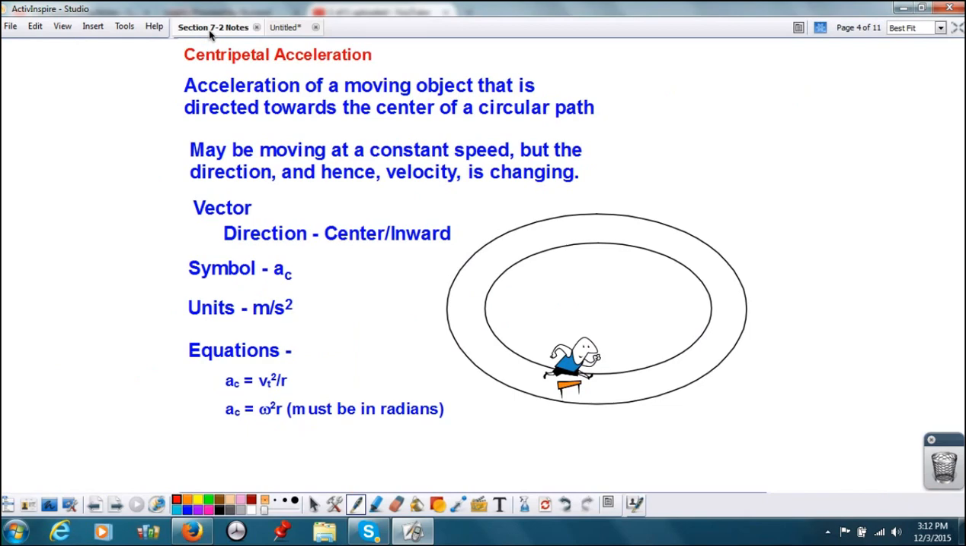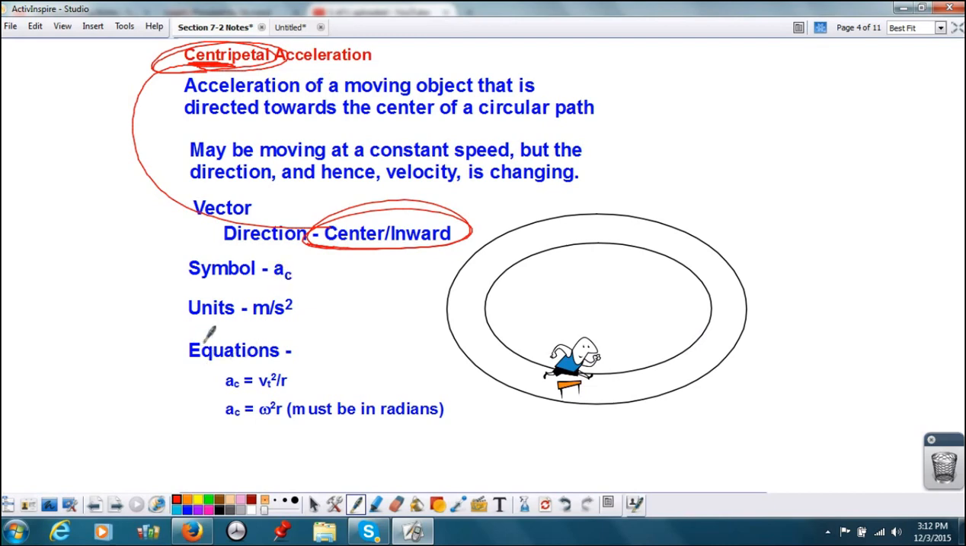So let's go ahead and look at some more things about centripetal acceleration. All right? Centripetal acceleration is the acceleration of a moving object that is directed towards the center of a circular path. Okay? The object may be moving at a constant speed, but changing the direction, and hence the velocity is changing. Okay? It is a vector. The direction is always towards the center. Okay? Centripetal means center seeking, so it kind of tells you right there which direction it's going.